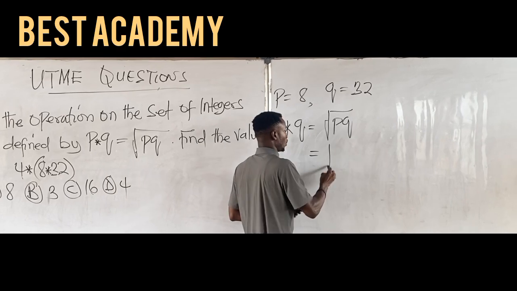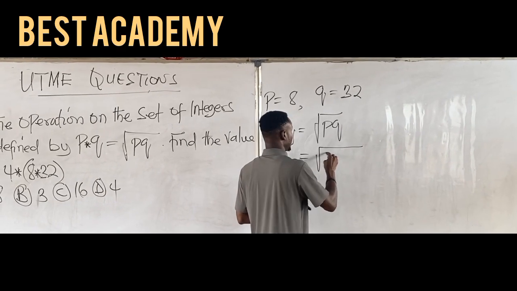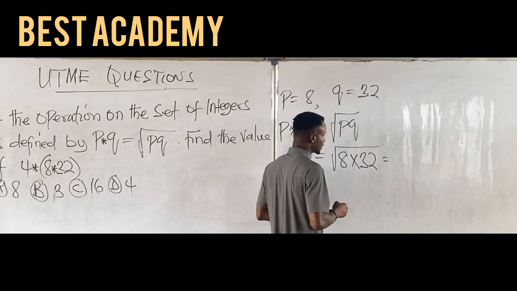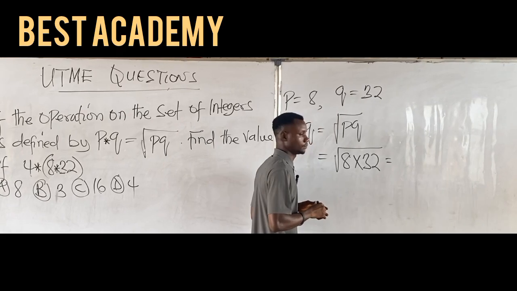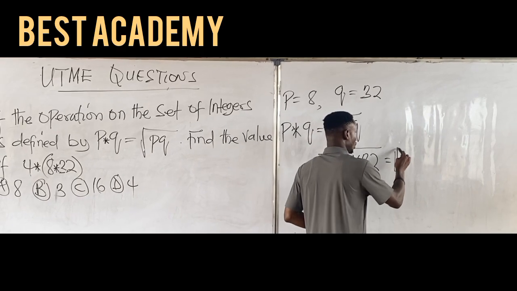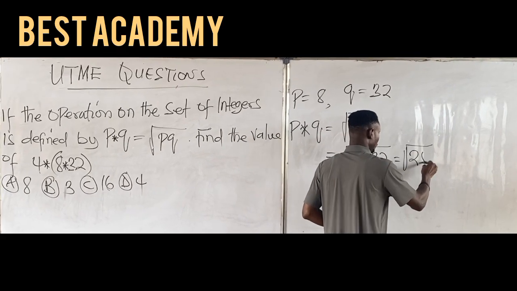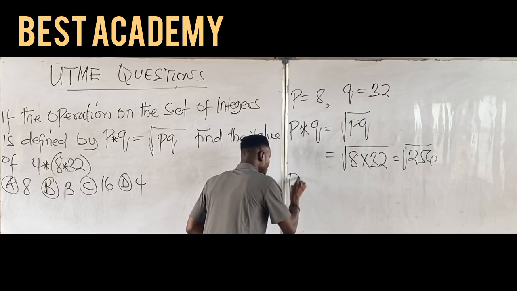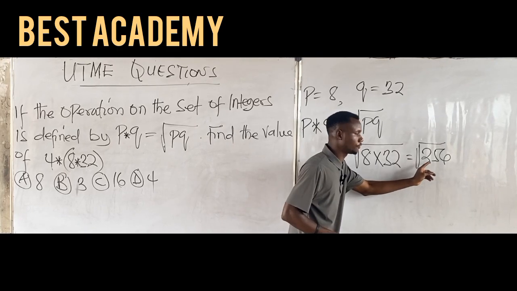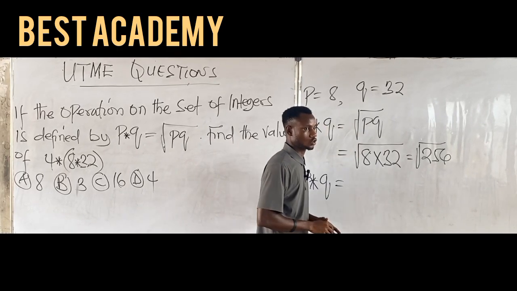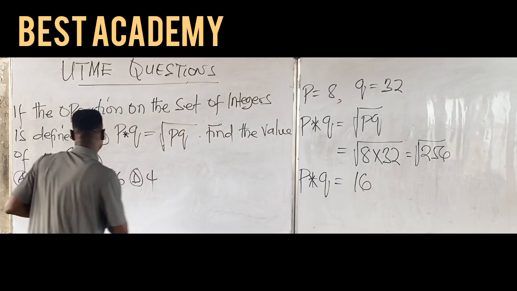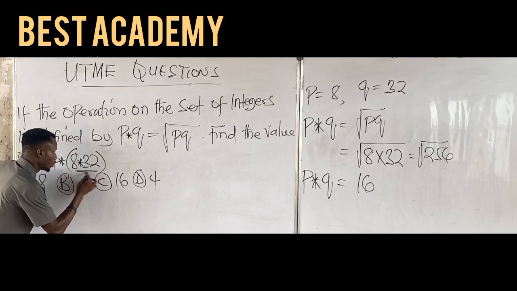So this is going to be square root of P, which is obviously 8, times 32. Okay, now punch your calculator. 8 times 32. What is the value? This will be square root of 256. All right. That means 8 asterisk 32 will be equal to square root of 256. What is the answer? Square root of 256 is 16. I have this to be 16.